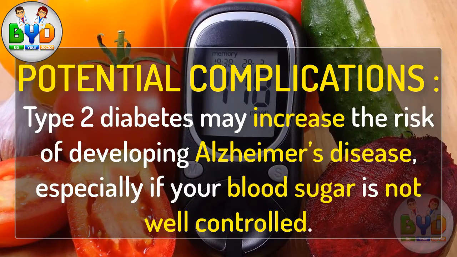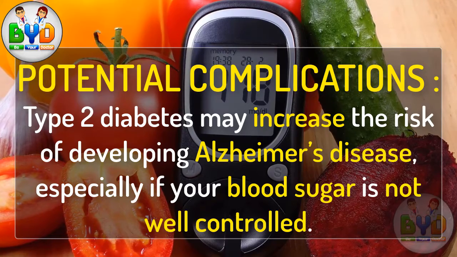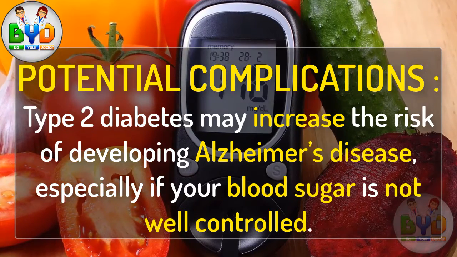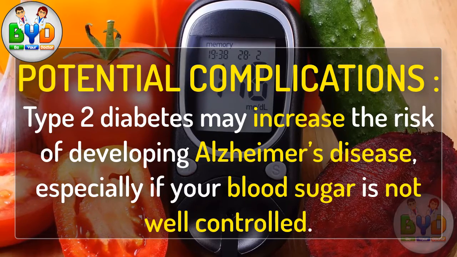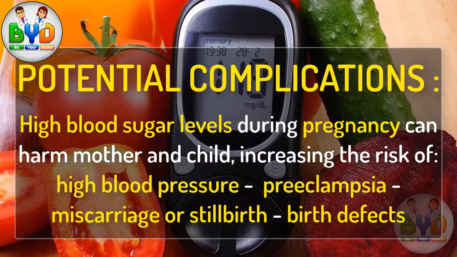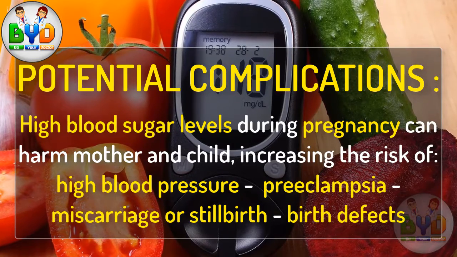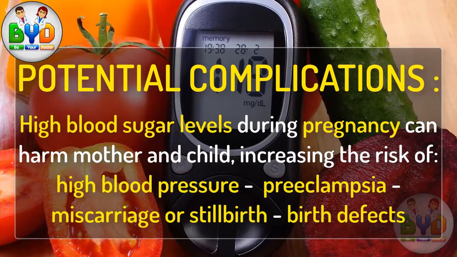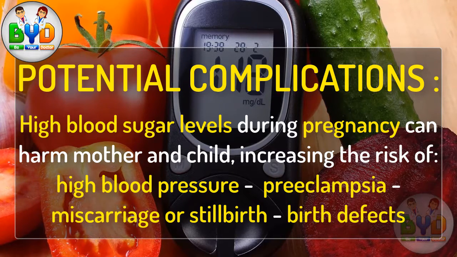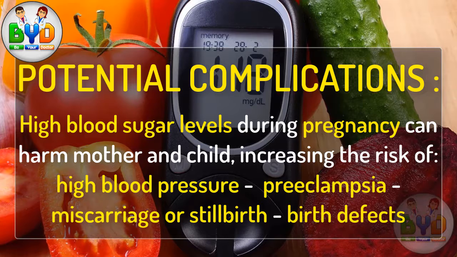Type 2 diabetes may increase the risk of developing Alzheimer's disease, especially if your blood sugar is not well controlled. High blood sugar levels during pregnancy can harm mother and child, increasing the risk of high blood pressure, preeclampsia, miscarriage or stillbirth, birth defects.